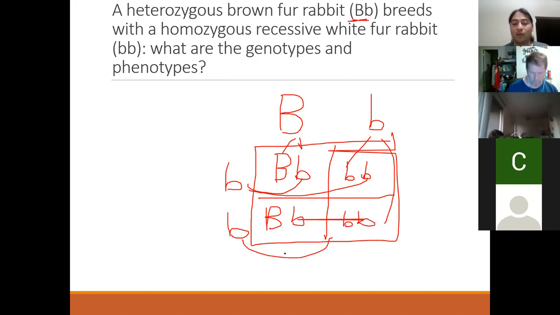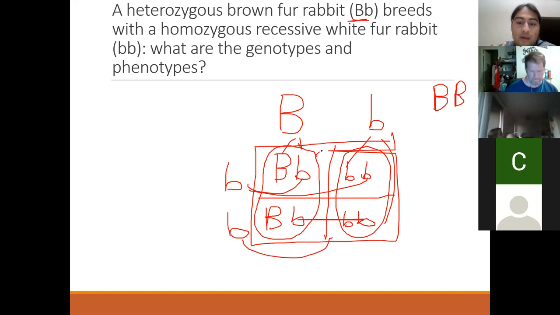And let me ask you now that we have completed our Punnett square, what is the percentage in genotype of homozygous dominant? Homozygous dominant should be something like this, capital B, capital B. Zero. Zero, yeah, 0%. What would be the percentage of homozygous recessive? 50. 50, because there are these two guys over here. And what are the chances of heterozygous? 50. 50, exactly, because 25% this and 25% this, so they make 50.